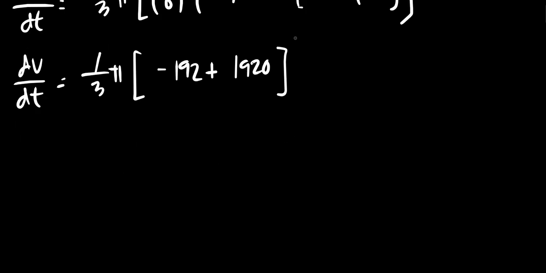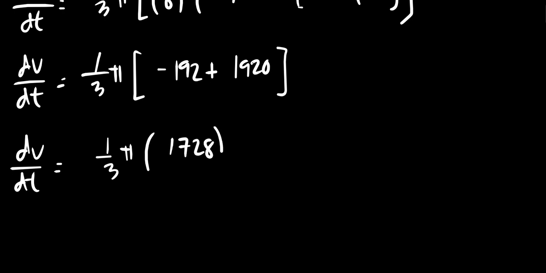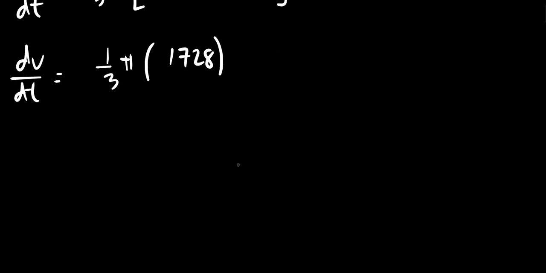So we have further simplification. We have dV over dt is just equal to 1/3 pi. 1920 minus 192. So 1920 minus 192 is 1728. So 1728 pi over 3. So dV over dt is just equal to 576 pi. So what is the units here?